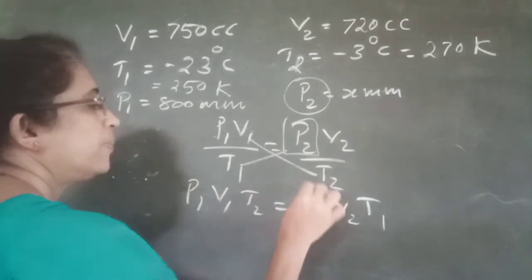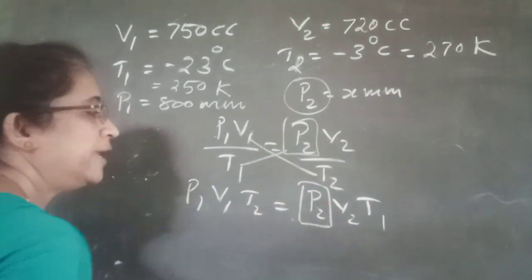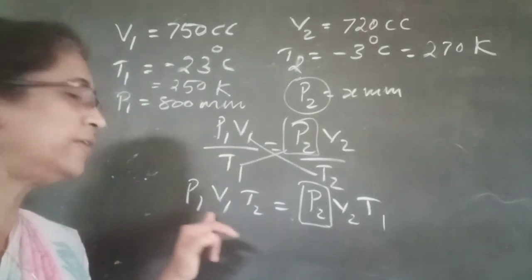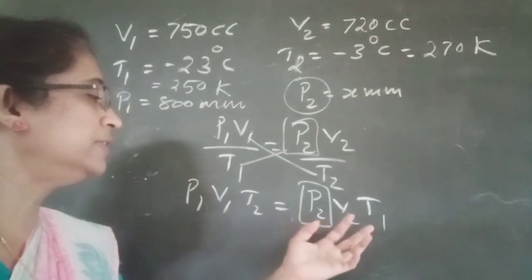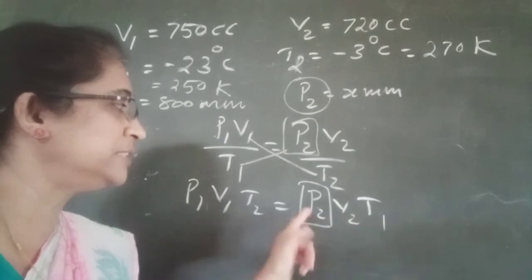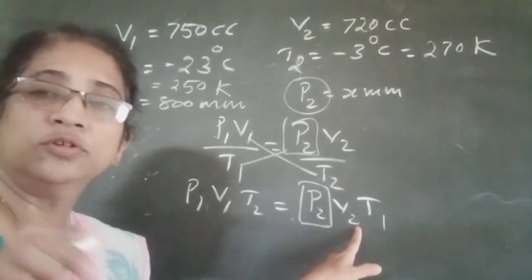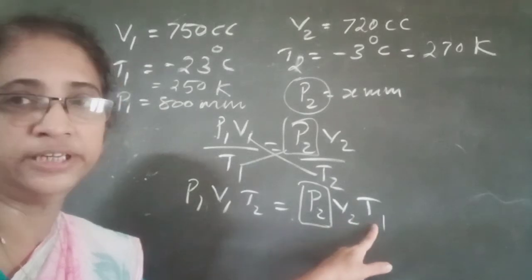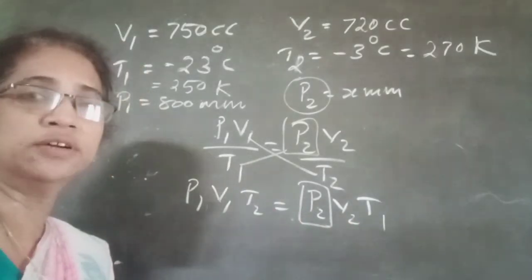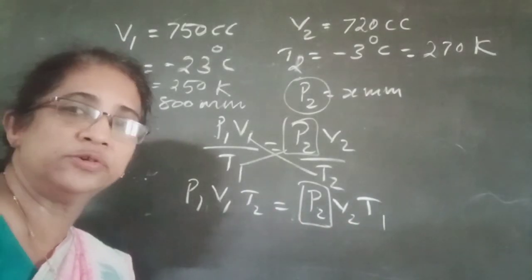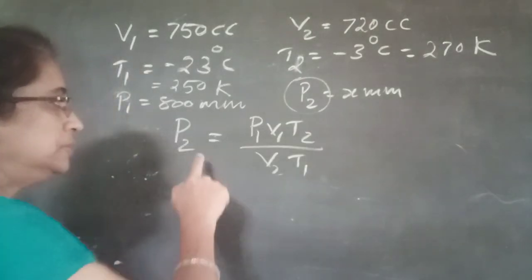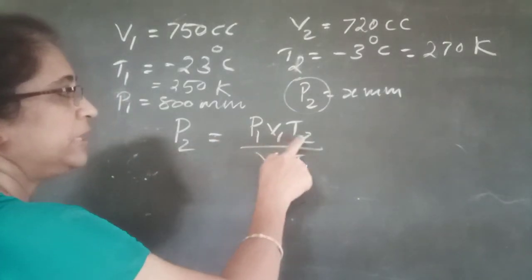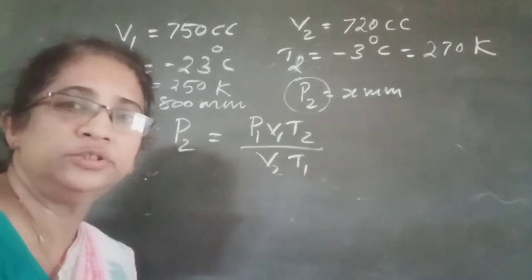Then the parameter P2 is unknown, so write the expression for P2. P2 is equal to P1 V1 T2, and the terms along with P2 go to the denominator, divided by V2 T1. This is the expression for P2: P2 is equal to P1 V1 T2 divided by V2 T1.